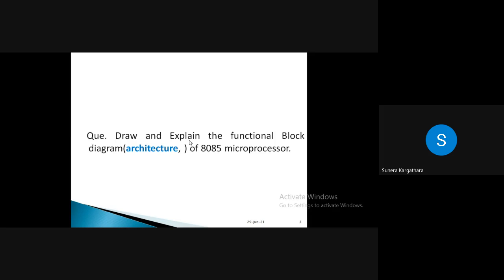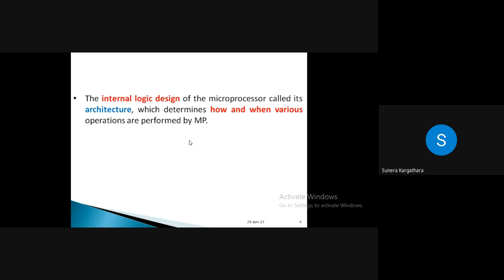to write, right? Now suppose if we say what is architecture, so the internal logic design of a microprocessor is called architecture, right? What we determine from the architecture is how and when various operations are performed in the microprocessor, right? So the aim to understand the architecture is that we want to understand how our microprocessor performs an operation, right?